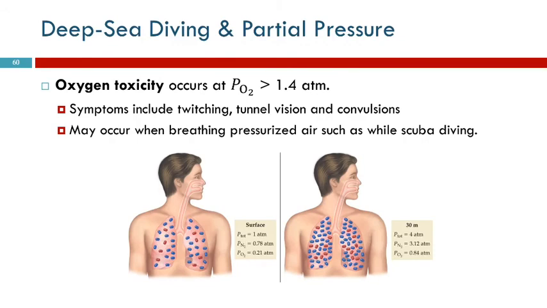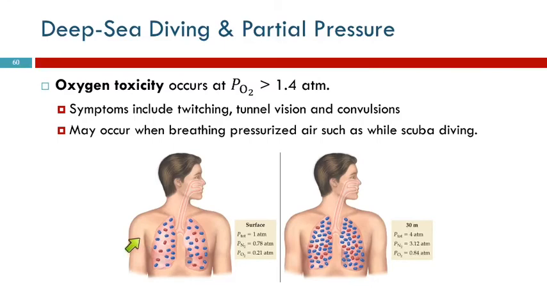Oxygen toxicity comes around 1.4 atmospheres of oxygen or higher. Symptoms include twitching, tunnel vision, convulsions. And this is not likely to happen to you walking around Fresno, right? There's no pockets of concentrated oxygen you're going to run into. So it's not something we need to be worried about. But this can happen to divers.